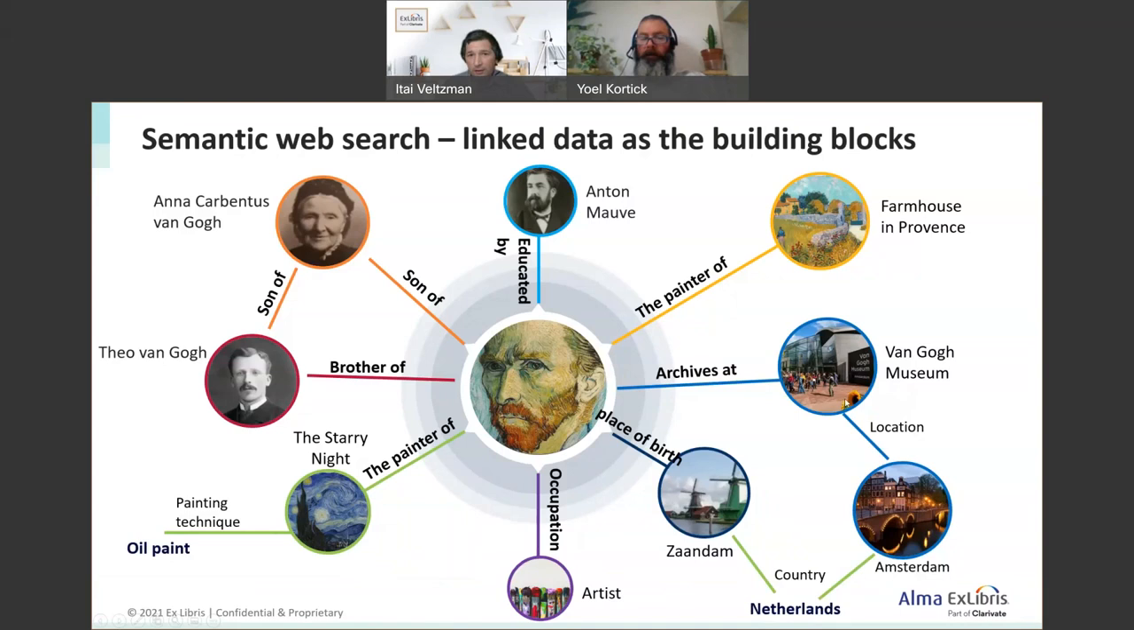Actually, already today, semantic web search, which is the foundation for the linked open data technology, is eventually the ability to crawl, to walk through the different elements of information with all the different relations and the links between them. In this example, you can see the painter Van Gogh and all related, his place of birth and other people that were influenced by him, and so on, his relations. And that already exists out there today and it's being used.